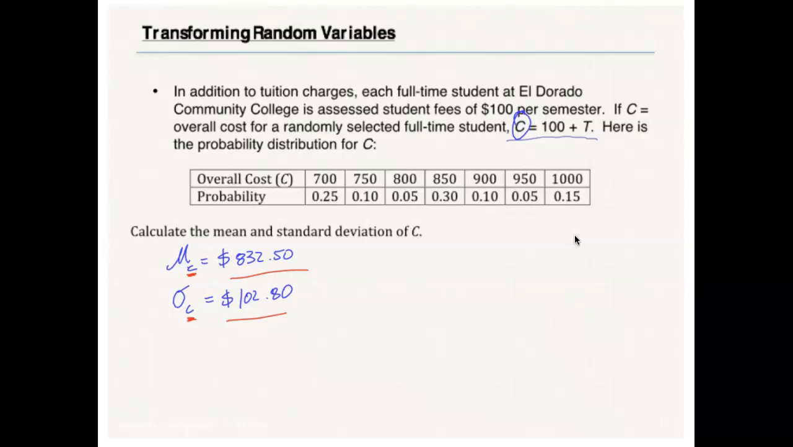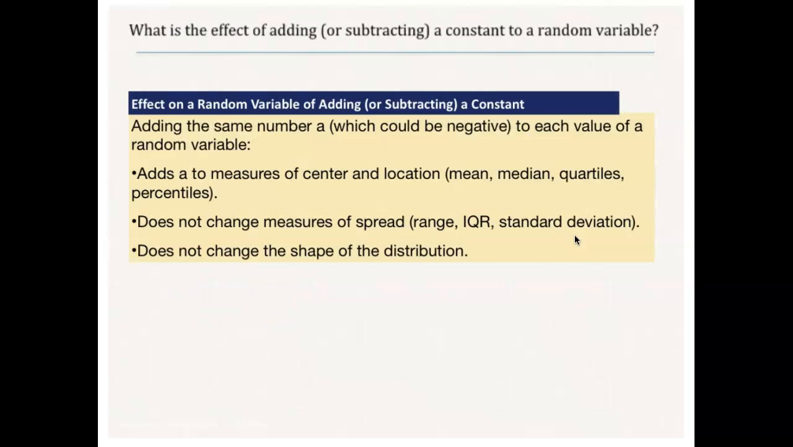Right? So our big takeaway from that is the effect of adding or subtracting a constant to a random variable will add to measures of center and location. So we saw that with the mean, right? It added just the same $100 to the mean. It'll do the same thing to median, quartiles, and percentiles because those are all measures of position. But it does not change measures of spread. It has no effect.